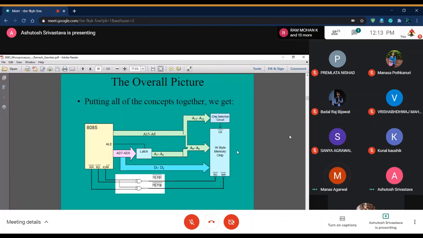Sir, another question: MEMR and MEMW, which we have in the separate blocks. Yes, that is memory read and memory write. That is enabled by this read and write signal, and these are the input and output controls for your memory. So MEMR is memory read, and MEMW is memory write.